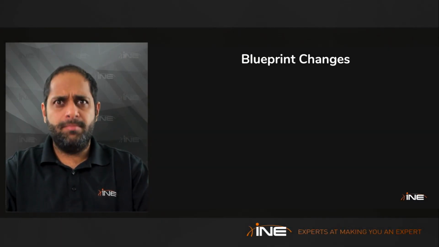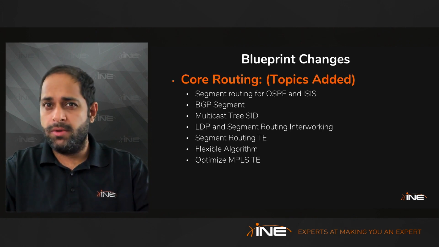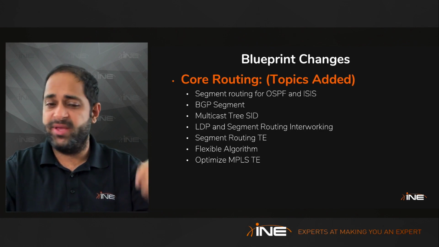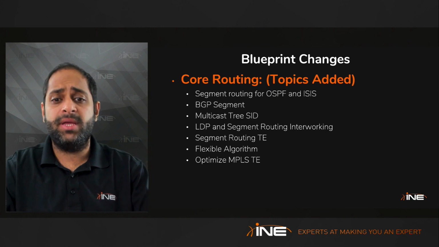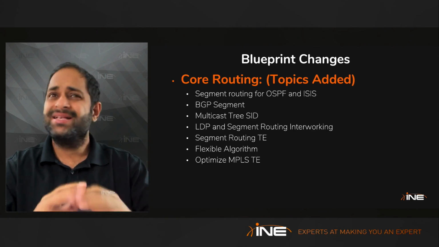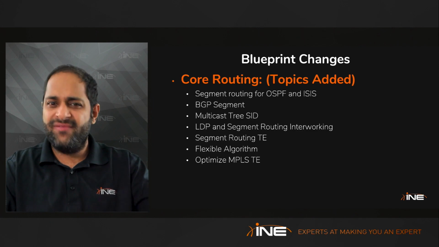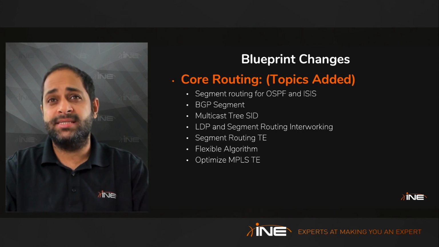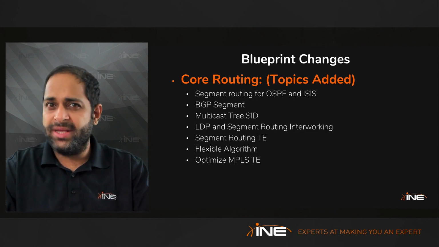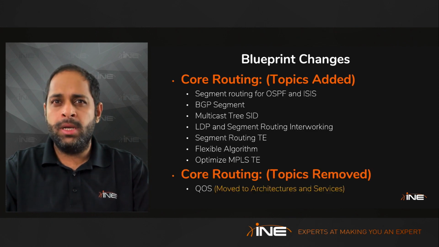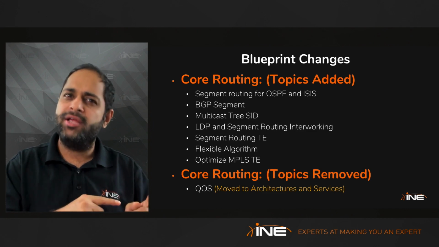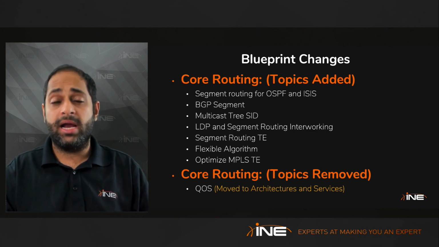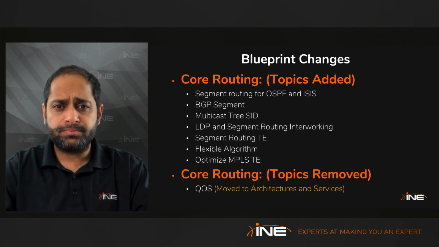So in short, the major changes in the CCIE version 5 blueprint were in the core routing, where we had segment routing for OSPF and IS-IS, BGP segment, multicast SID, LDP and segment routing interworking, segment routing traffic engineering, flexible algorithm, and optimized MPLS-TE. The topic that was removed from the core routing was basically QoS. QoS was not entirely removed, but moved to architectures and services.